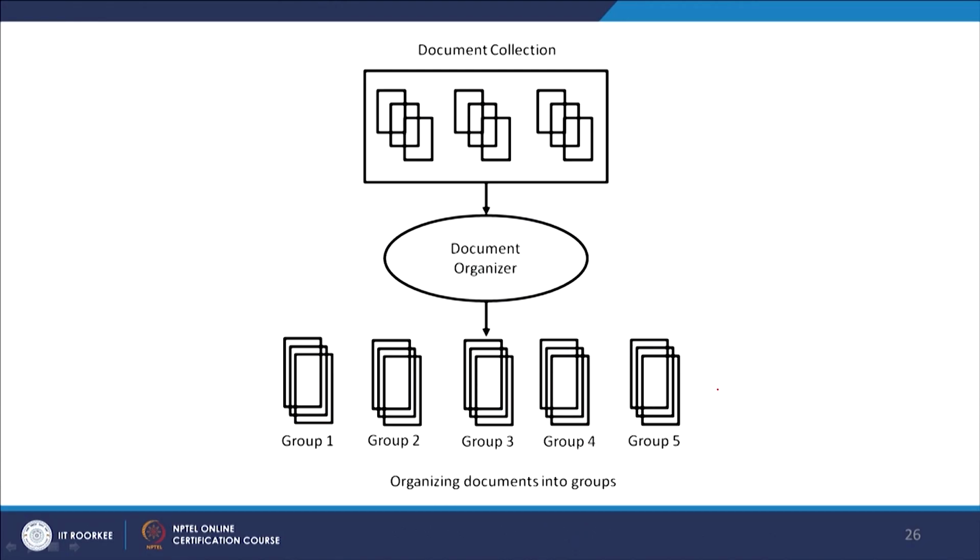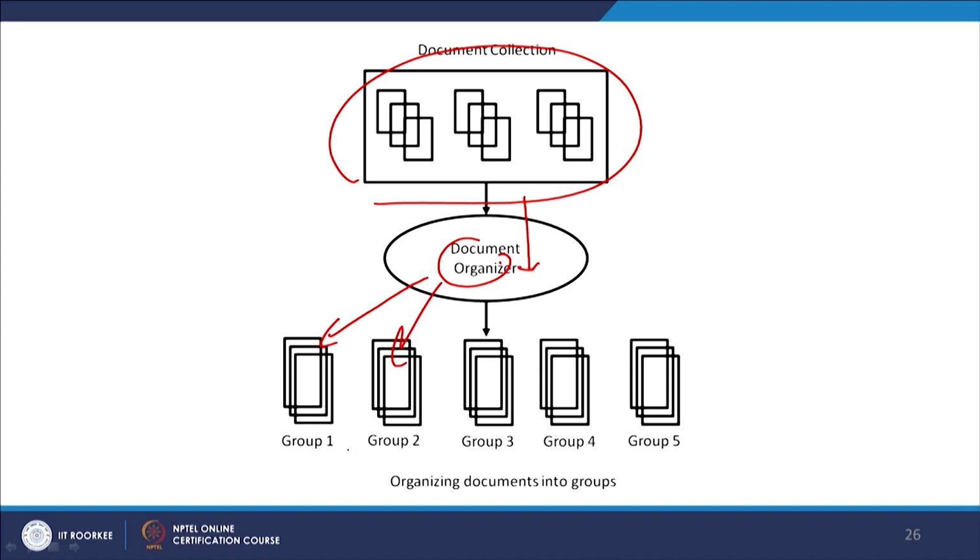Before moving on, let us explain the same thing through this graph. We have this document collection. This is our document organizer, and the idea is to organize the whole collection into these groups, group 1, group 2, group 3, group 4 and group 5, and each of these groups holds similar kinds of documents. Once this kind of labeling is done, the document classification problem that we have already discussed can be solved.